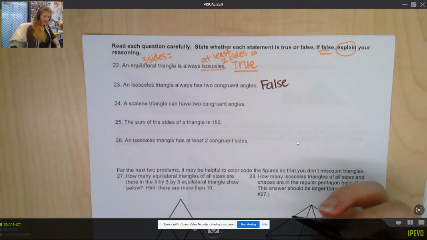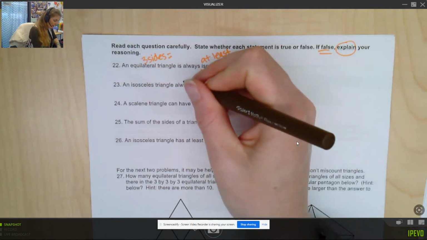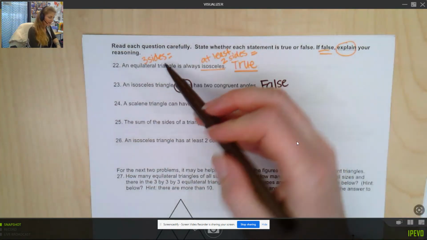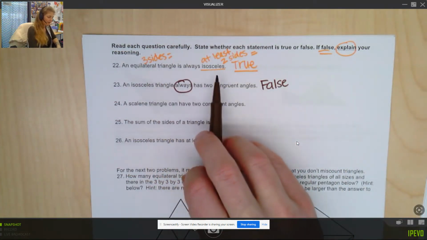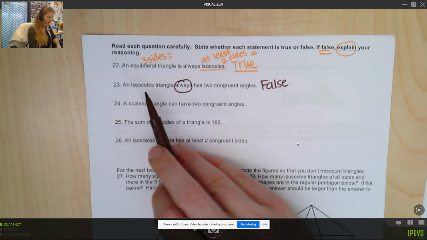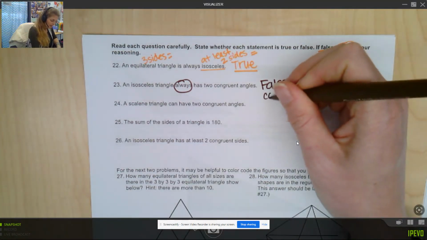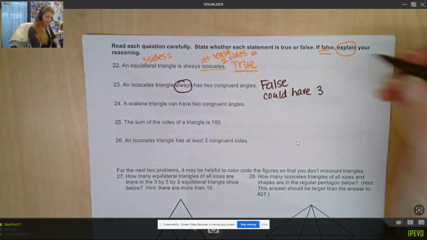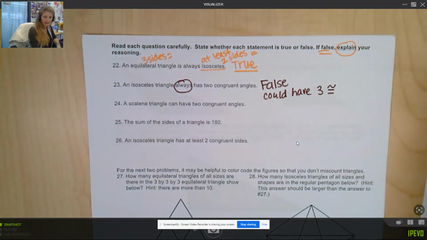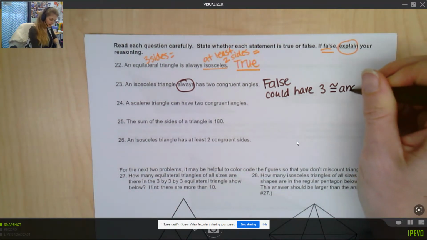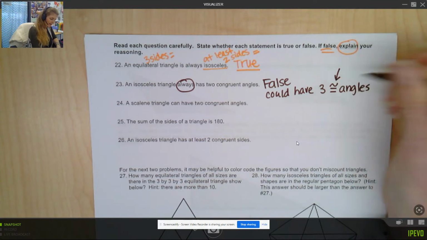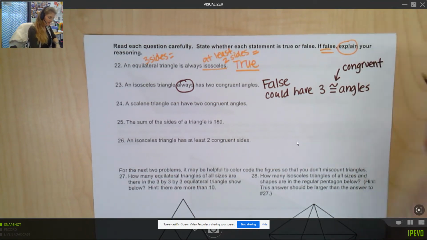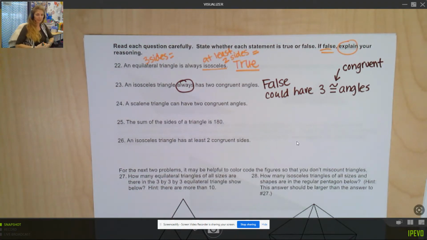An isosceles triangle, because of this word always, it might have 2 congruent angles because from what we said above, an equilateral triangle is also an isosceles. So if it's an isosceles triangle, this could have 3 congruent angles. And the symbol for congruent is an equal sign with a little tilde on top. If you're not familiar with that, definitely put that in your notes. It means the word congruent. So false, could have 3 congruent angles.